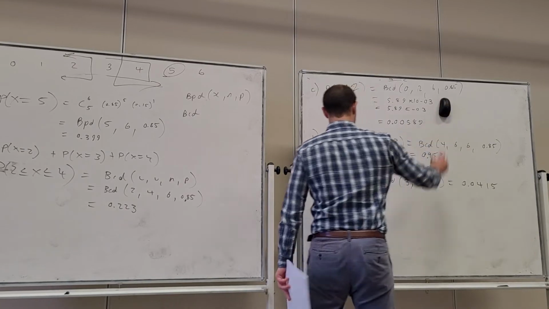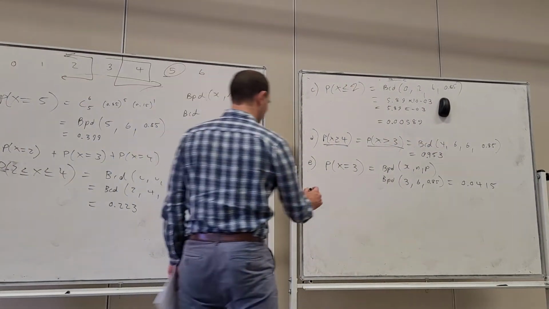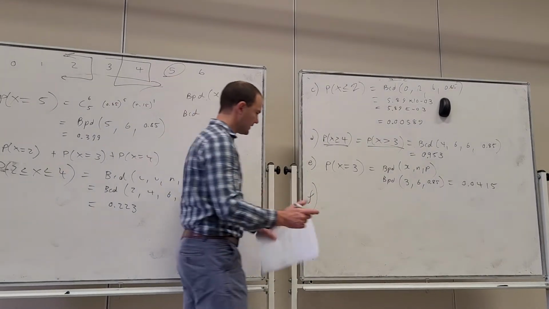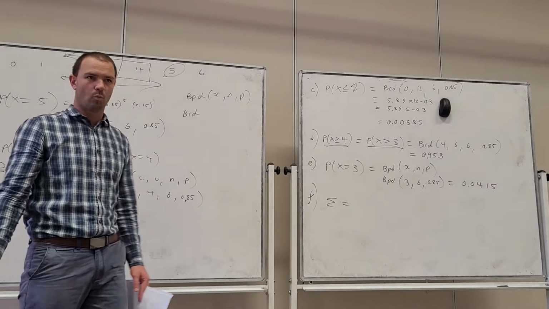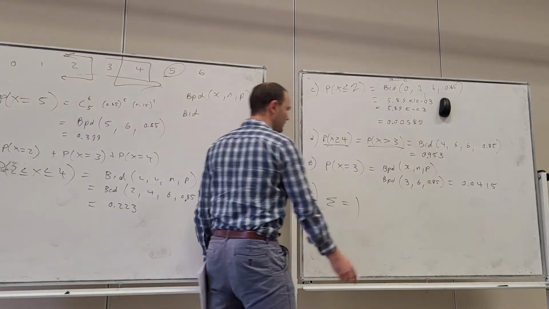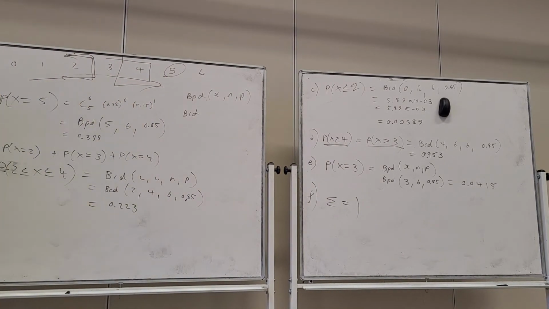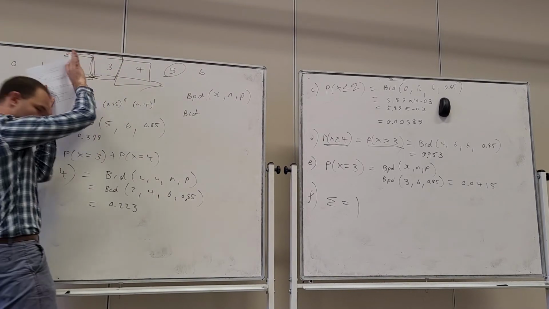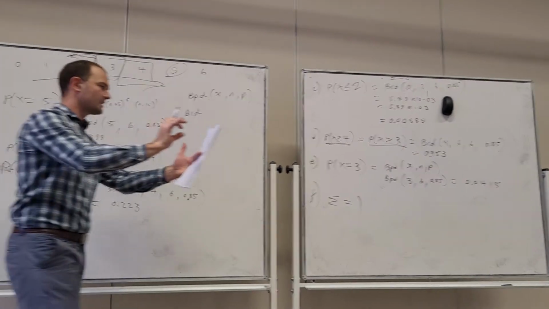Excellent. Part F. What is the significance of the sum of your answers to C, D, E? Does anyone want to have a guess without adding them up? 1. Okay, they add to 1 because it's saying what's the probability of this event less than 3 plus the probability of this event plus the probability of that event. All probable events add to 1.